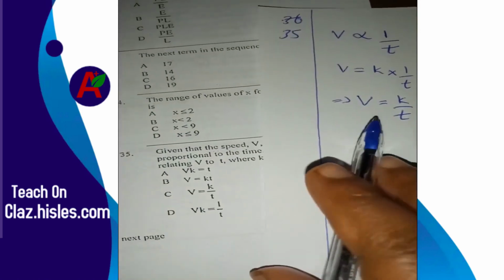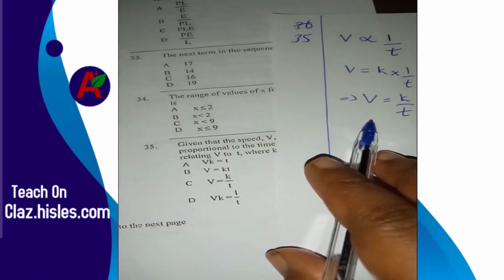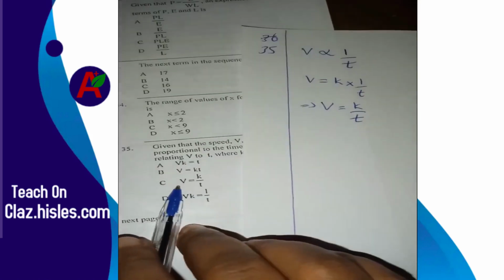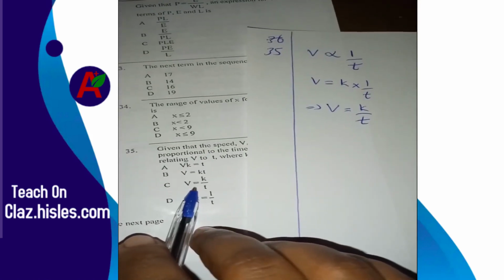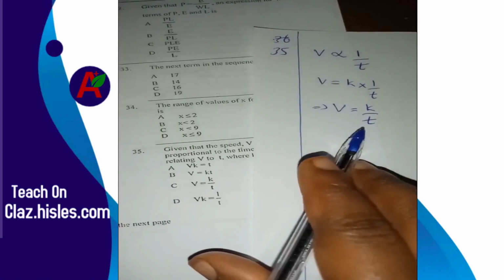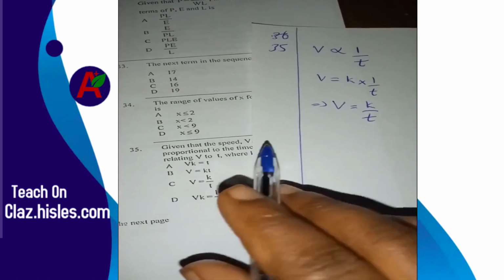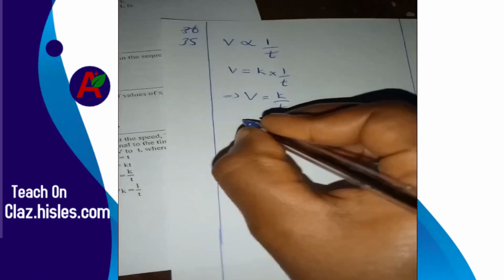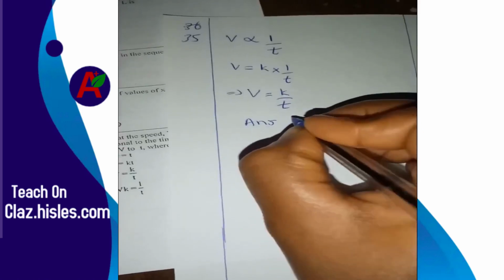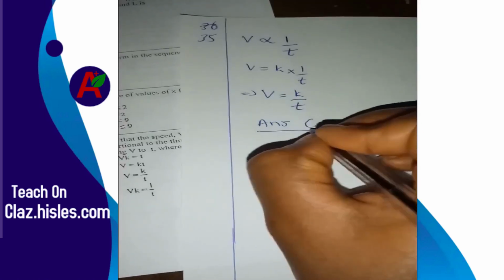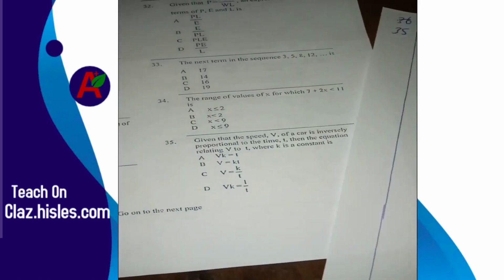So this should be our final equation. The correct answer is C, because this matches the one we got. So the answer to number 35 is C.